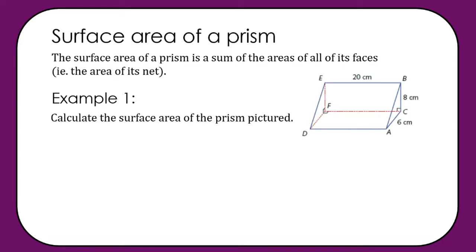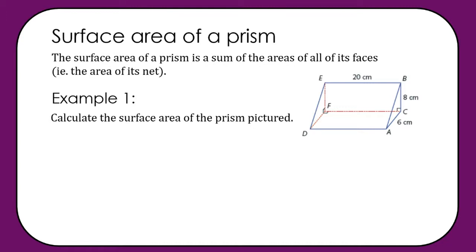Okay, so surface area of a prism. The surface area of any shape is the sum of the areas of all its faces. The key thing really here is just about being systematic in your approach, and it's quite common for students in finding surface areas to completely miss out a side or to not recognise that they actually have sides that are different.